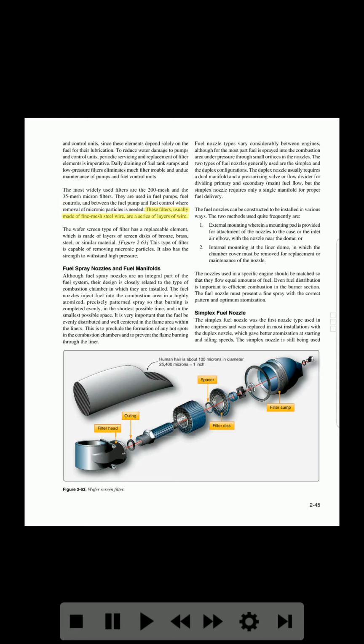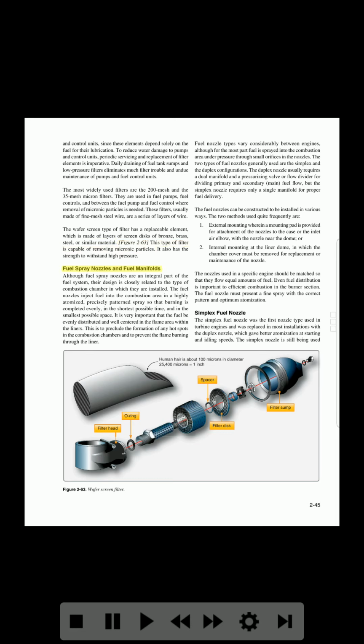These filters, usually made of fine mesh steel wire, are a series of layers of wire. The wafer screen type of filter has a replaceable element, which is made of layers of screen discs of bronze, brass, steel, or similar material. Figure 2-63. This type of filter is capable of removing micronic particles. It also has the strength to withstand high pressure.